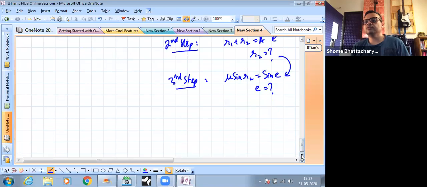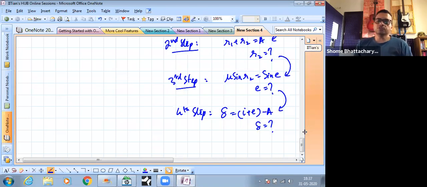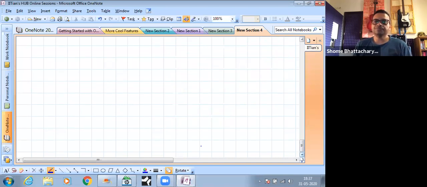And once we have the angle of emergence, final step, we find out the angle of deviation using that formula where it is I plus E minus A. So we substitute the angle of emergence in this and we get this. Okay. So this is a sequence of steps that we follow. So let's take an example.